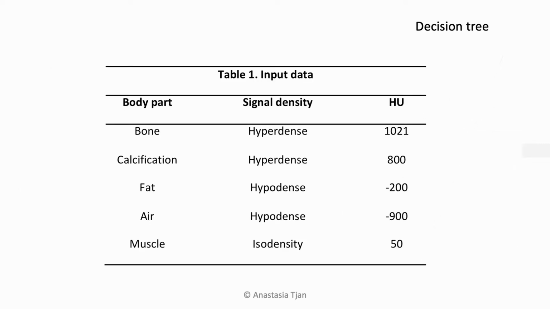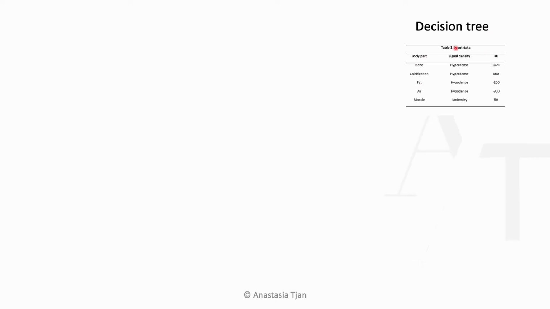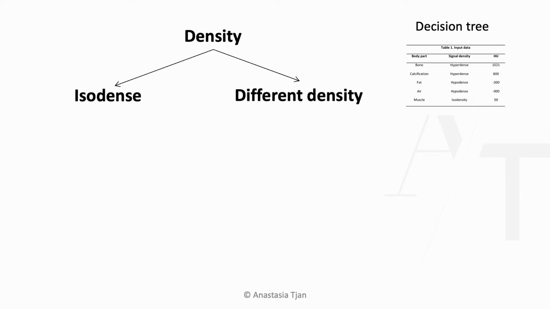Decision tree. For example, a table as input data of the body's components' Hounsfield unit density has been provided. Then the computer will try to split the data to make a good tree. The data provided is best split using density first as the root, with next different density and isodensity. Isodensity doesn't have any other branch. It will directly result in muscles or brain.